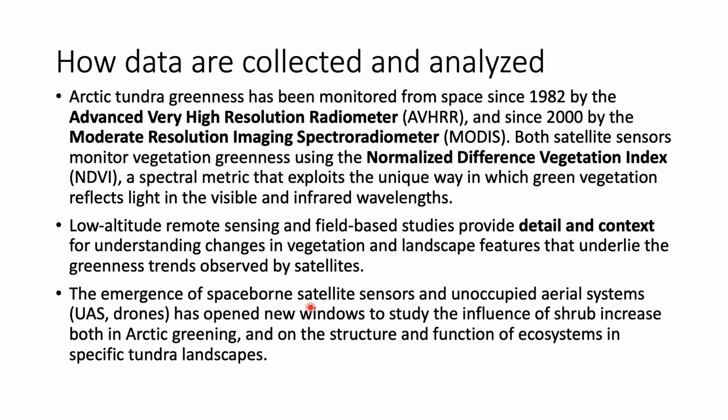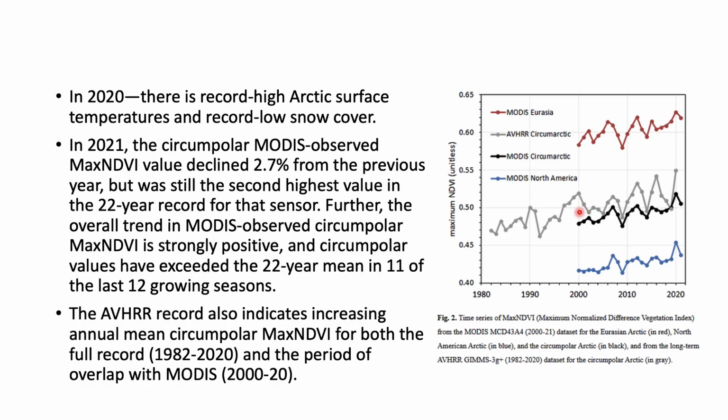The emergence of spaceborne satellite sensors and unoccupied aerial systems, drones, has opened new windows to study the influence of shrub increase, both on Arctic greening and on the structure and function of ecosystems in specific tundra landscapes. So here is the data which is collected. The maximum NDVI is given here. This is a unitless quantity, and from 1980 to 2020 people have observed it. So depending on different satellites, people have measured the values at different places.